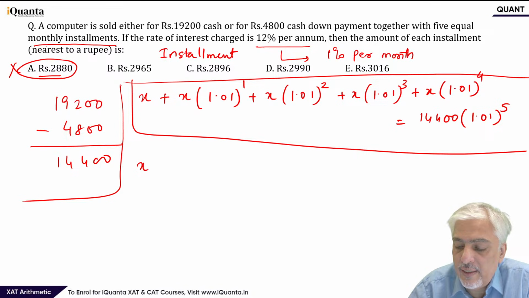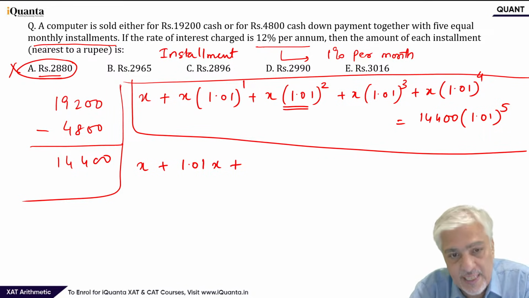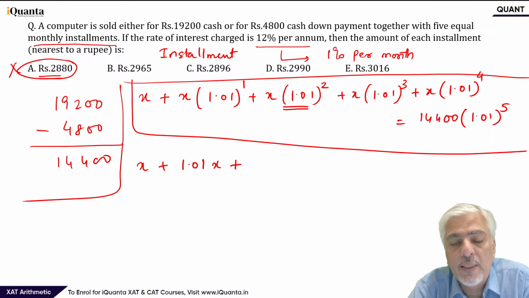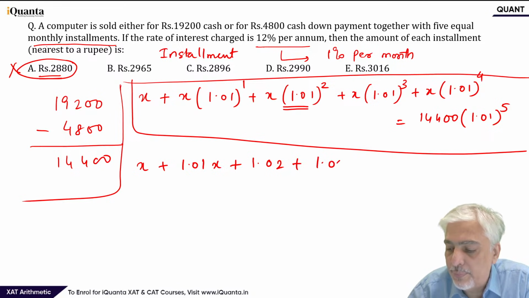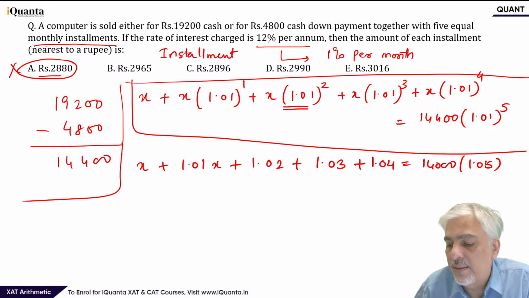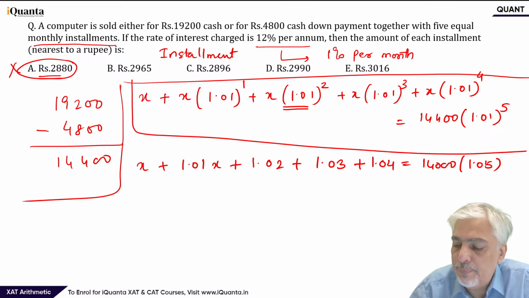Okay? This will come to 1.01. Approximately how much is it coming to? How much is 1.01 into 1.01? Approximately, I think 1.02. These are approximate calculations. 1.02. This is approximately 1.03, 1.04, and this is approximately 1.05. You can solve it. All together this will come to 5.1x.